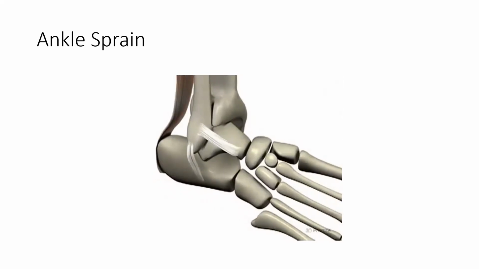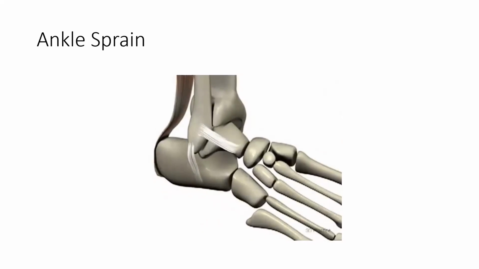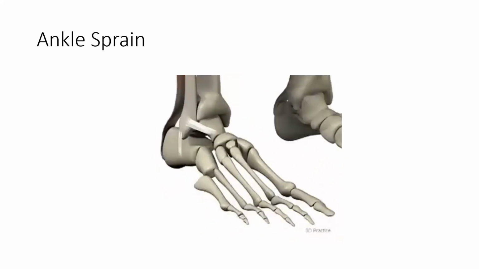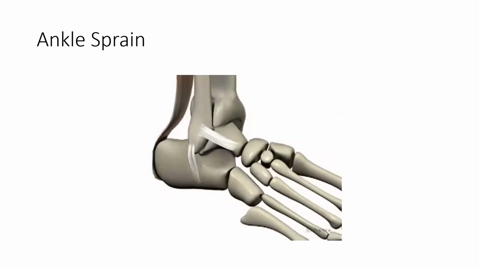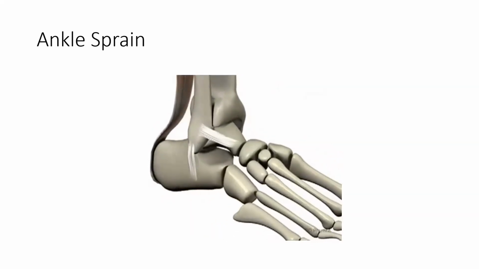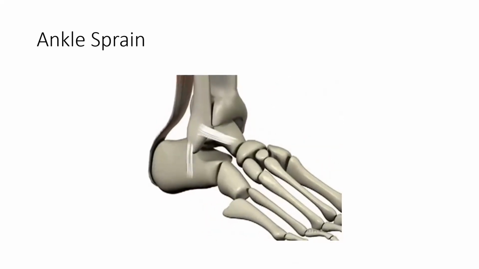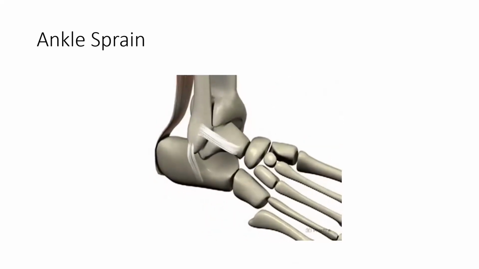Now, how do we break our ankle? Well, since there is no ankle bone, you have a choice of three bones to break. You can break the talus, the tibia, or the fibula. More than likely, it's going to be the fibula because that's the weak bone, but you can break anything that's in there.